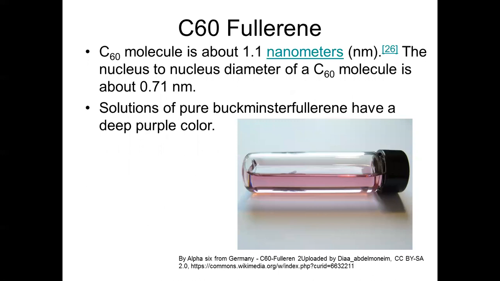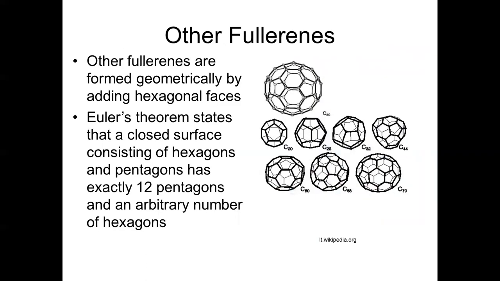So the C60 nucleus to nucleus is about, like we said, 0.71 nanometers. If we look at a pure, or almost pure, solution of these fullerenes, they often give off a deep purple color. That's shown in this test tube right here.